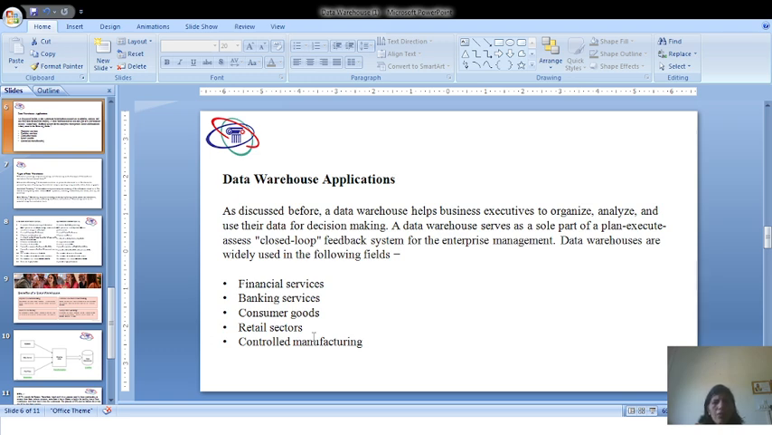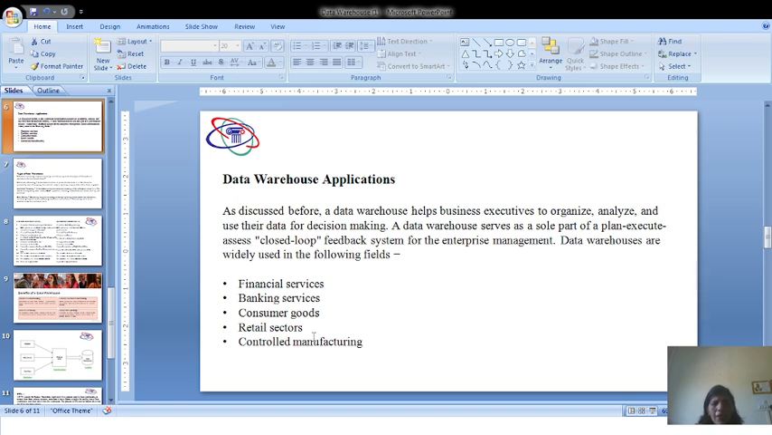Data warehouses are widely used in the following fields. First is financial service, banking service, customer service, retail service, and controlled manufacturing. In financial service, we can explore whether we should allow a loan to a customer or not. In banking services, is our customer eligible for that particular application or not?